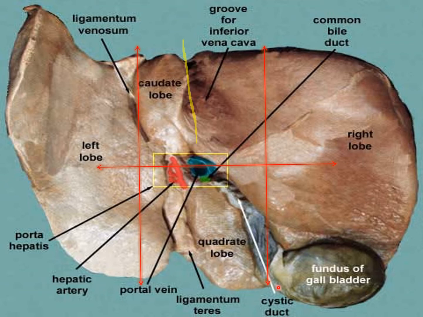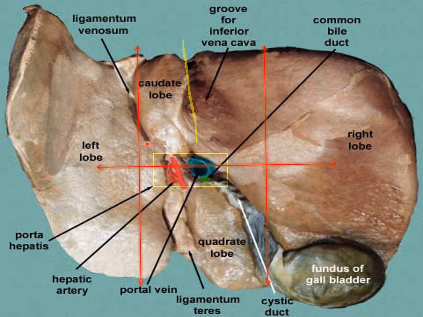This is a fossa for gallbladder. You can't see the fossa for gallbladder in this diagram because the fundus of the gallbladder is already present. Once you remove this fundus of the gallbladder, then you can see the fossa for gallbladder. So now you can follow the groove for IVC and the fossa for gallbladder.